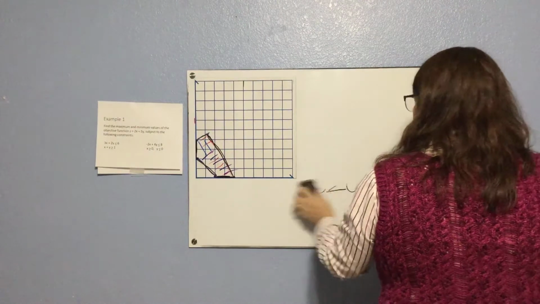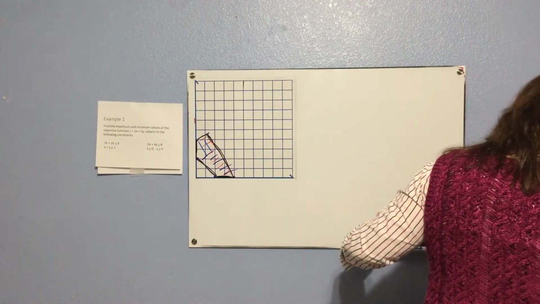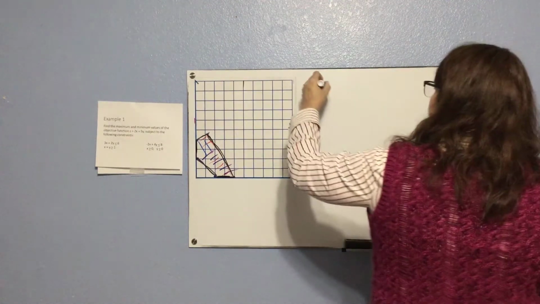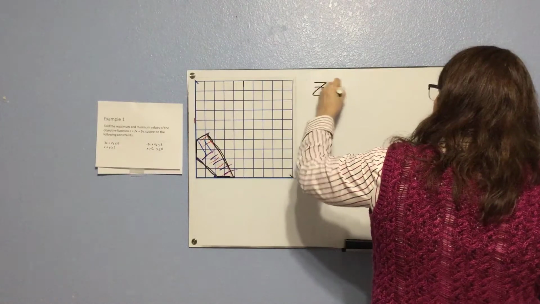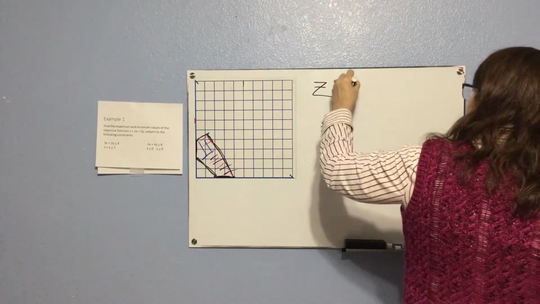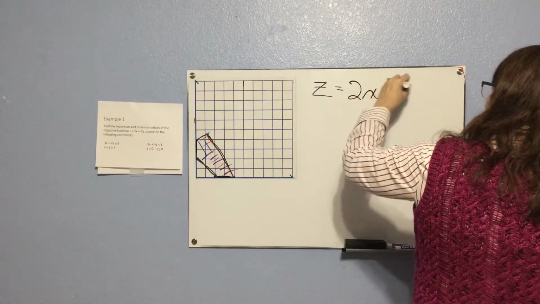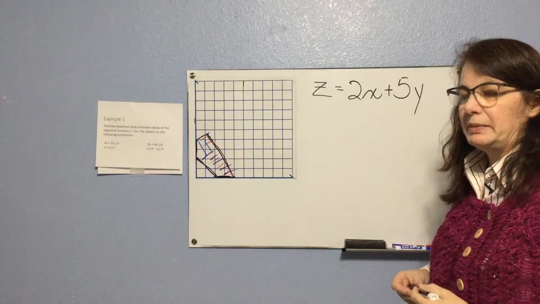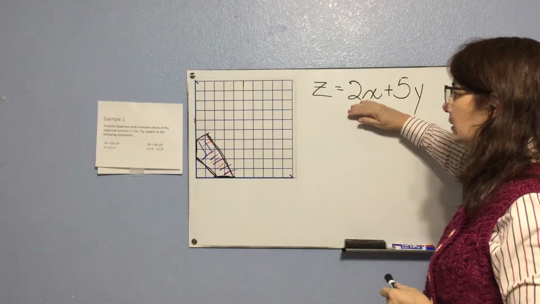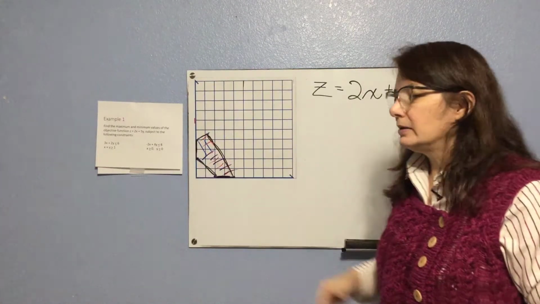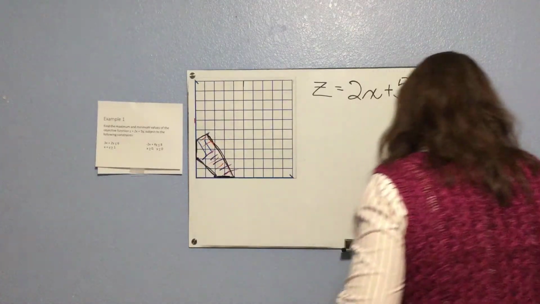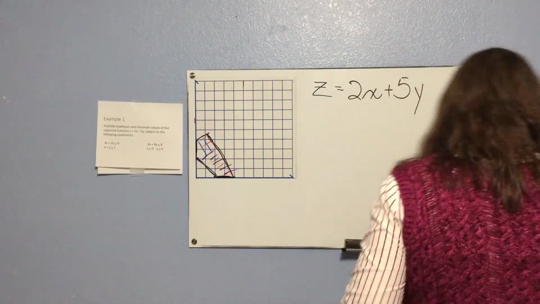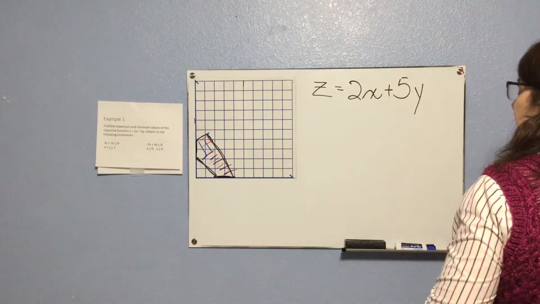Now we're going to look at an objective function to go with this. My objective function is z equals 2x plus 5y. And I want to optimize this, which usually means I want this to be a maximum. So within this area, what values of x and y would give me a maximum? Well, I could pick values all day and not hit it. So there's got to be a little more reasonable way to do it.